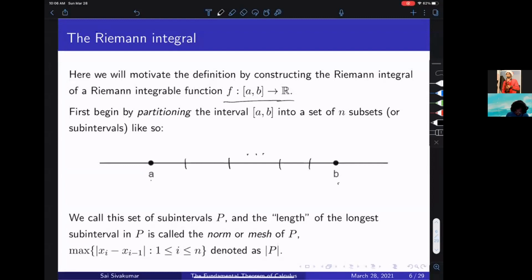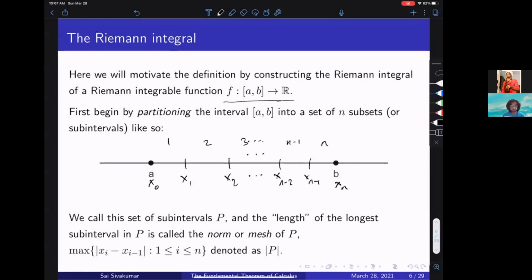So we'll let a be called x0, x1, x2. Maybe there are more. And then this is xn minus 2, xn minus 1. And then b is xn. So if you counted them, this is the first subinterval, second, third, all the way up to the n minus 1, and then the nth subinterval. So there are n of these things.